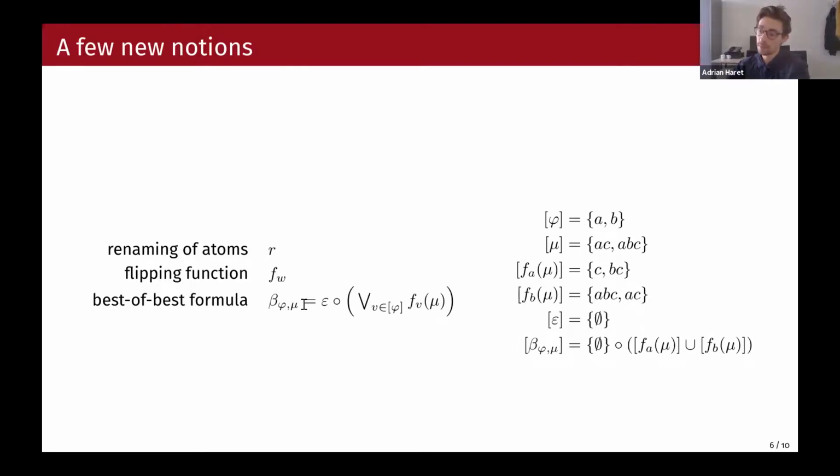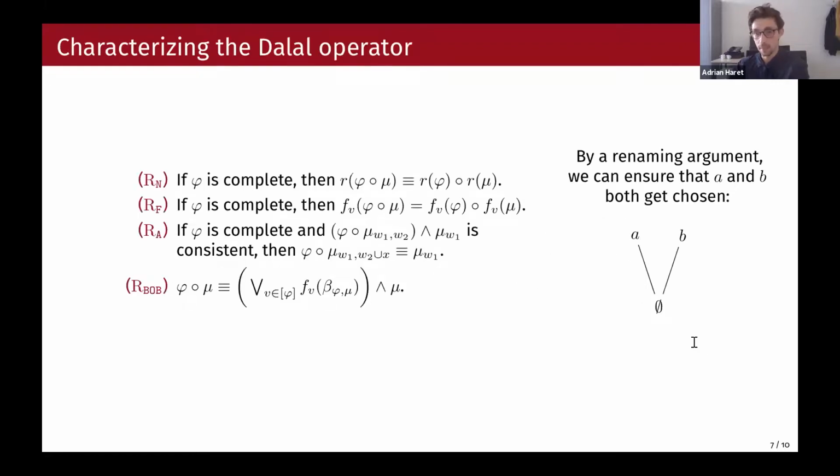Then something less intuitive is something called the best of best formula. This uses this epsilon, which is the null formula, where everything is set to false. What it does is, when you get new information mu, AC and BC, you flip it according to every model of phi. So you have different copies of mu flipped according to every model of phi. Here you get two sets, and then you revise the empty formula by the union of these models. It's not so clear why you want to do this, but I'm going to explain it now.